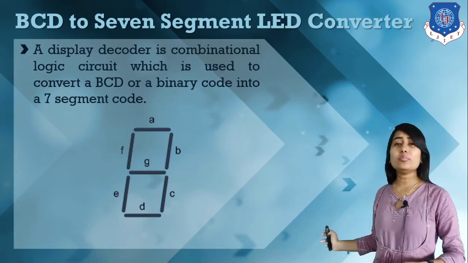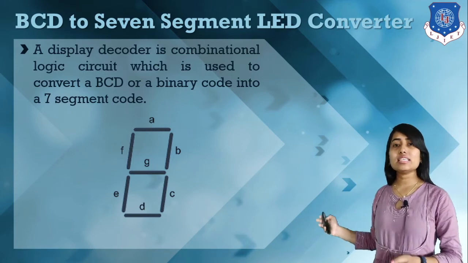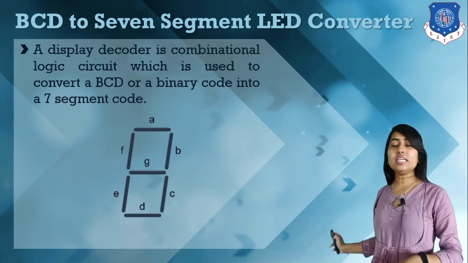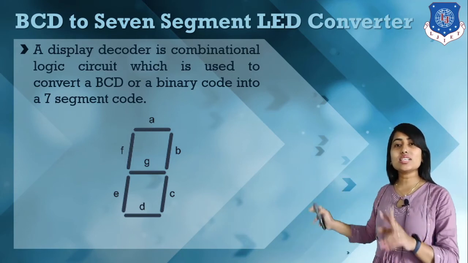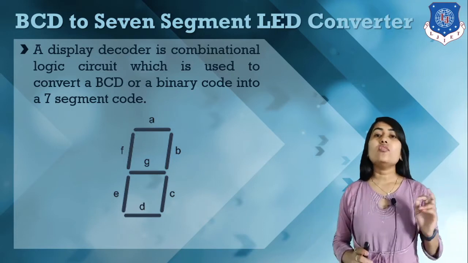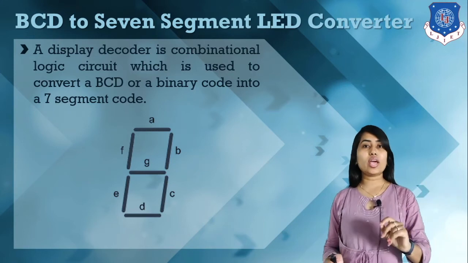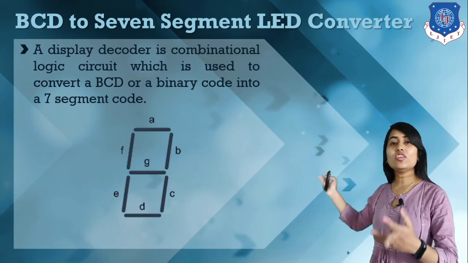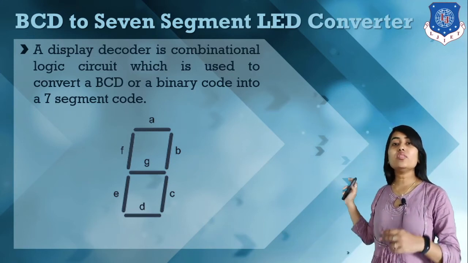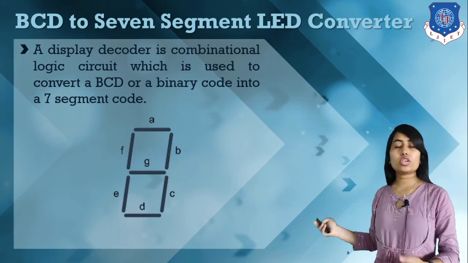Here we have a basic diagram of 7 segment LEDs. Here we have A, B, C, D, E, F and G, total 7 LEDs. Depending on the values of a BCD, that means BCD values starting from 0 to 9, we can enable any of the LEDs to represent our digits 0 to 9. So how can we do that?